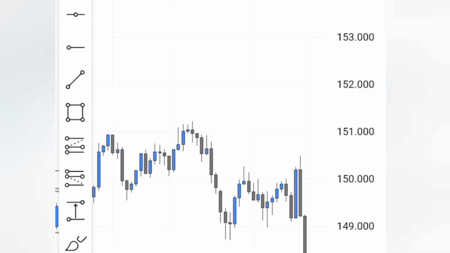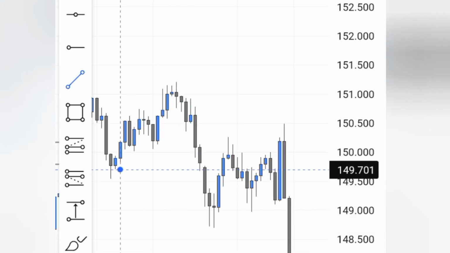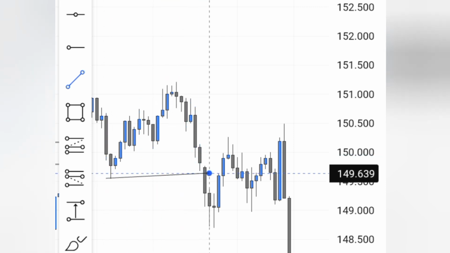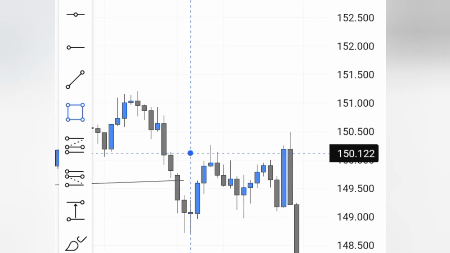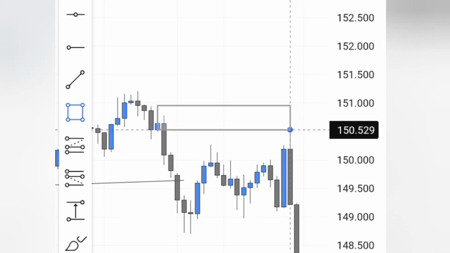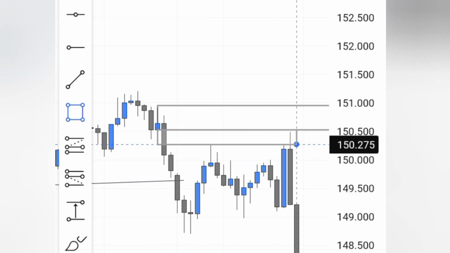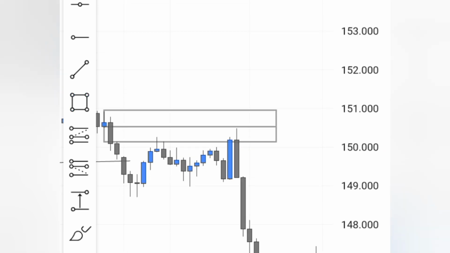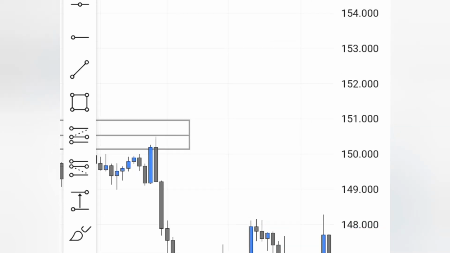Okay, so now let's go here. This was a high probability setup right here. This was a break of market structure, or you can call it a market structure shift, because it was a bullish trend, then it turned into a bearish trend, right? So now we have an order block right here, and this one here was a fair value gap. Can you see how much higher probability this setup can be when it is combined with a fair value gap and an order block?